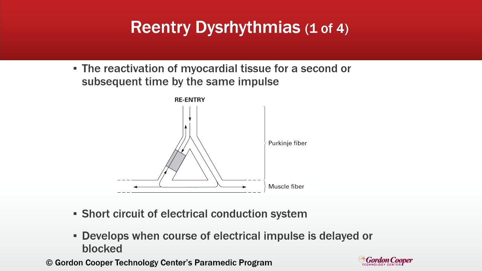It occurs when an electrical impulse loops back on itself and stimulates the heart tissue more than once. That can happen if the impulse gets caught in a loop, reactivating the myocardial tissue again and again. A short circuit in the electrical conduction system is one way that re-entry develops. This occurs when the electrical impulse is delayed or blocked along its usual pathway, creating a situation where the impulse can loop back and stimulate the heart tissue multiple times, and that of course leads to abnormal rhythms. So this can cause arrhythmias, and depending on where and how it happens, could lead to more serious issues with the heart's ability to pump blood effectively.